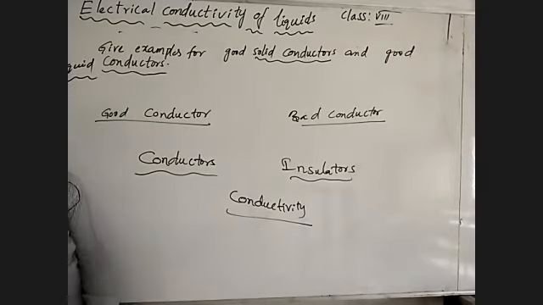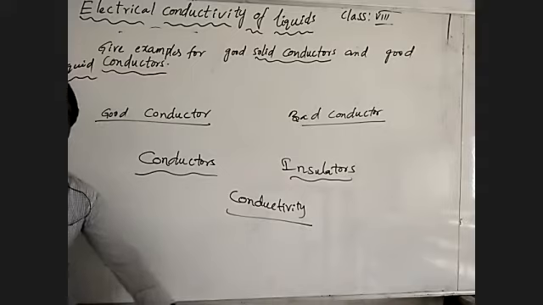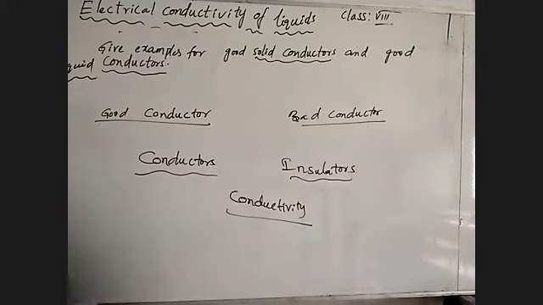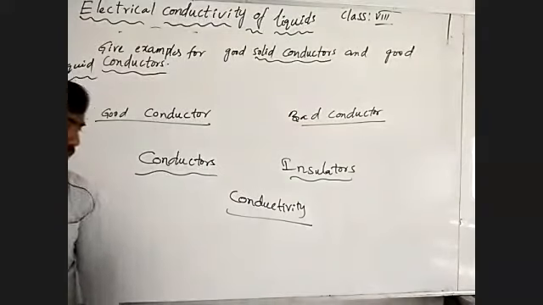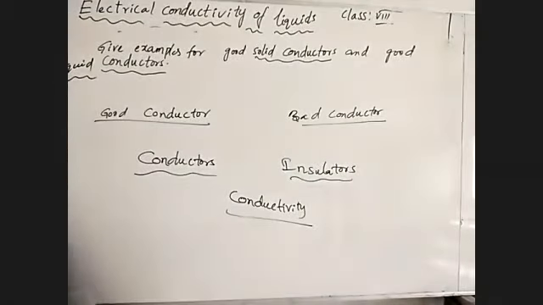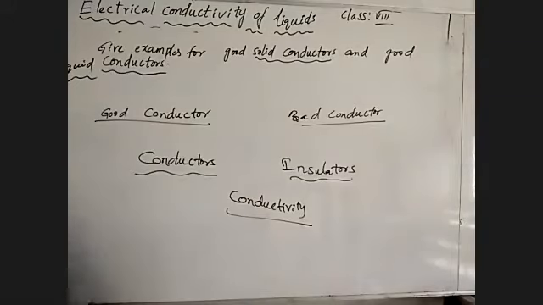Then what is conductivity? Conductivity means the nature of a substance to allow electric current through it. Through that property we consider conductivity. Based on this conductivity, we classify materials into two types: one is a conductor, one is an insulator.